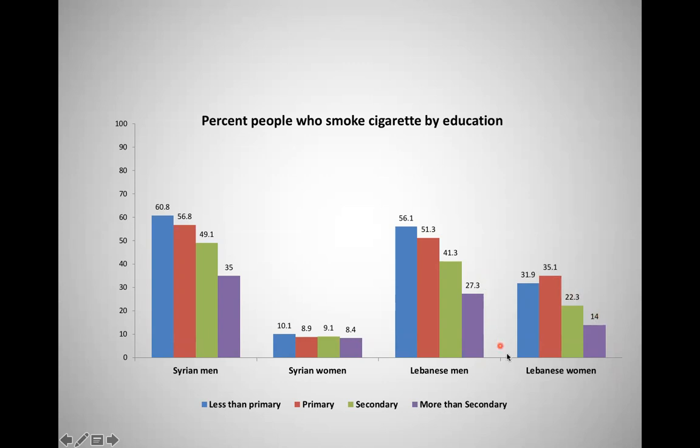Lebanese women is a bit challenging because you have this group in the middle here, Lebanese women who have primary education, who for some reason have the highest rate of smoking. But if you try to just squint your eyes and look at the trend here, you see that rates of smoking also go down despite this peak. And then Lebanese women who have more than secondary education, only 14% of them smoke.